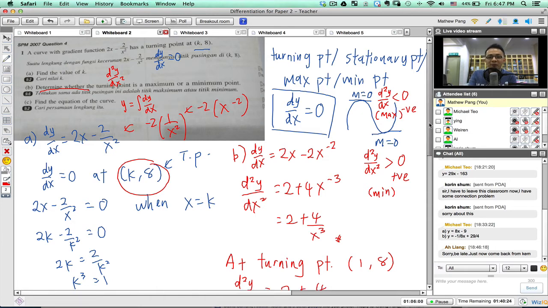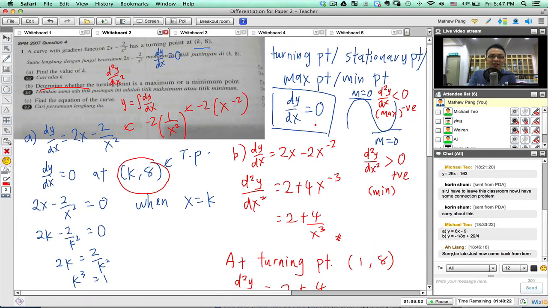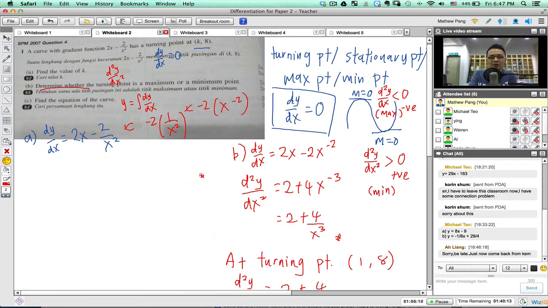Alright, so over here, part C asks me to find the equation of the curve. Let me erase some of it. I'm going to use this part to do it, and let me change to another color, maybe green. Okay, I'm going to do my C here. Let me erase this one also. Okay, C. I want to find the equation of the curve.